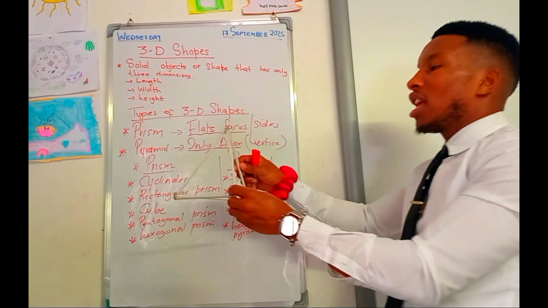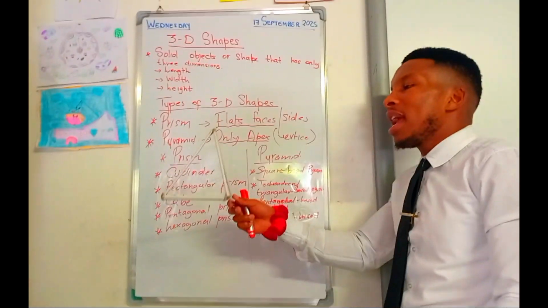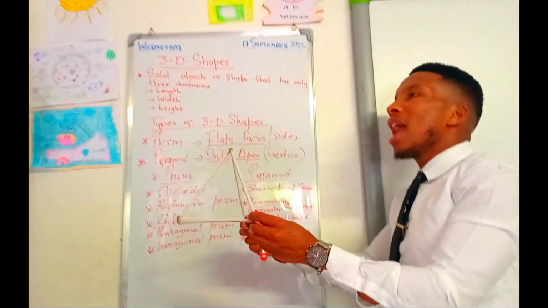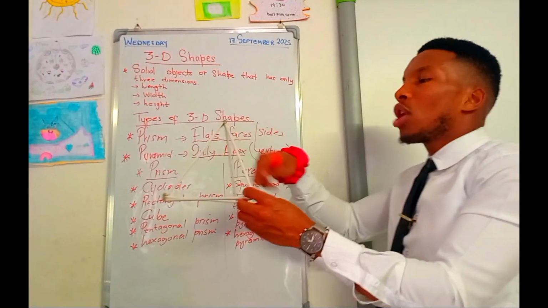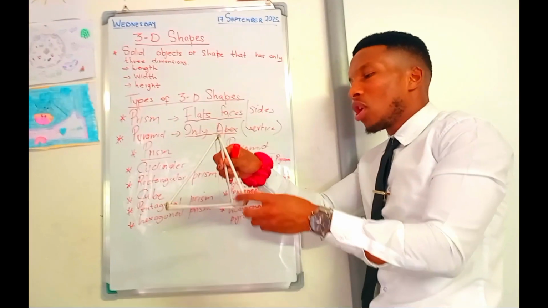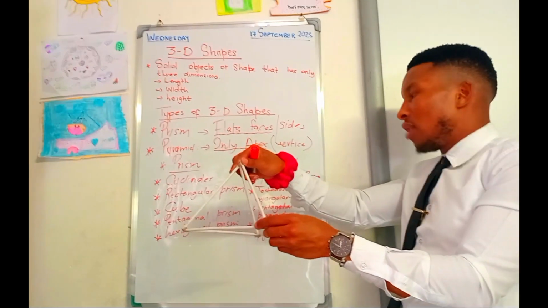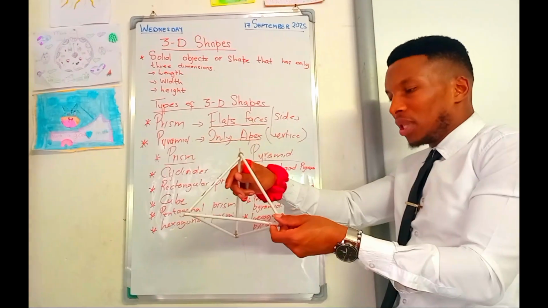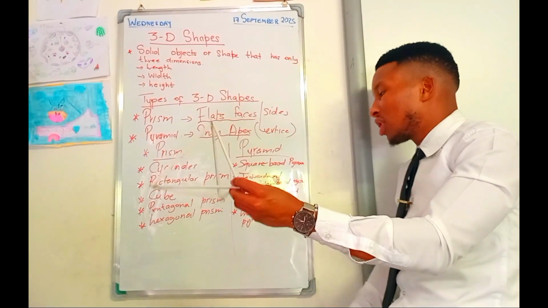All right. Then we have a tetrahedron. The tetrahedron contains only triangles. We call it a triangular base pyramid, or a tetrahedron, because it contains only triangles. You can pretend like this is a tetrahedron. Therefore, that's why we call it a tetrahedron.